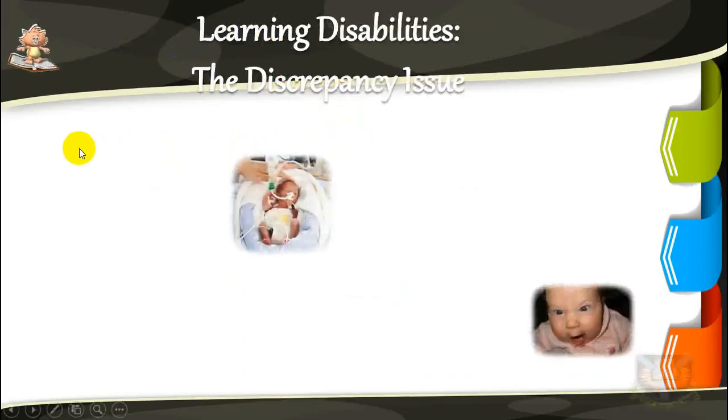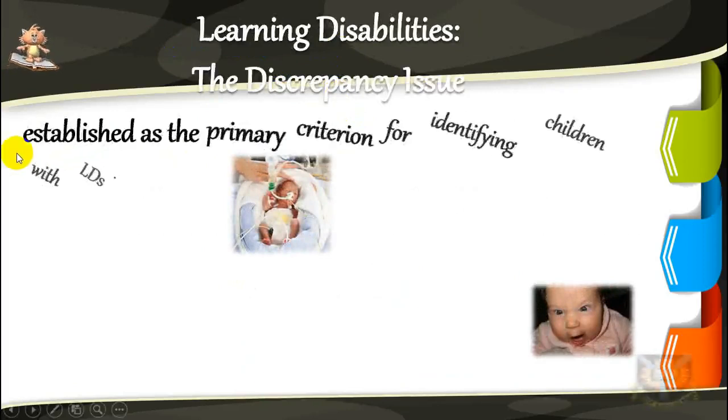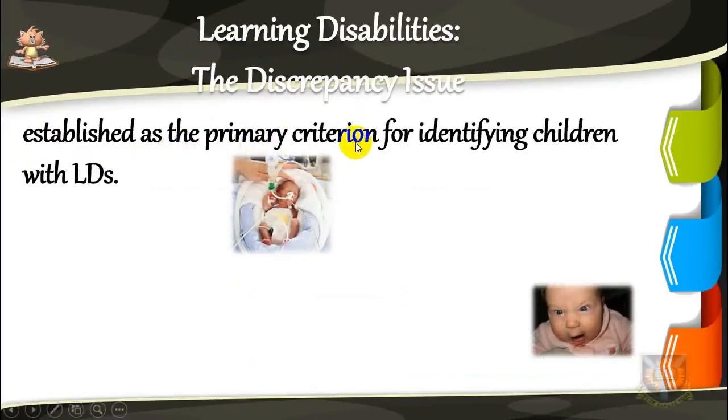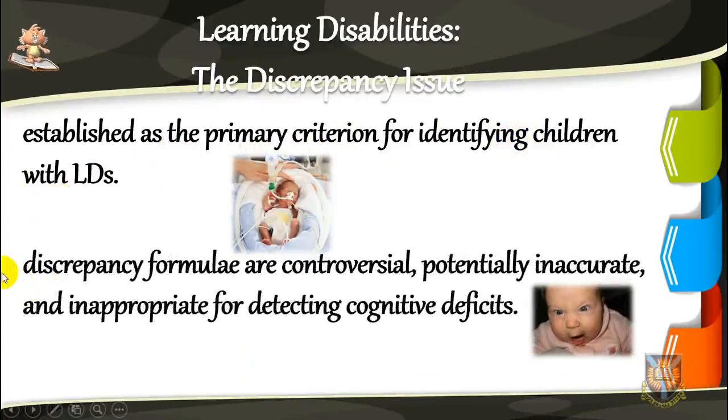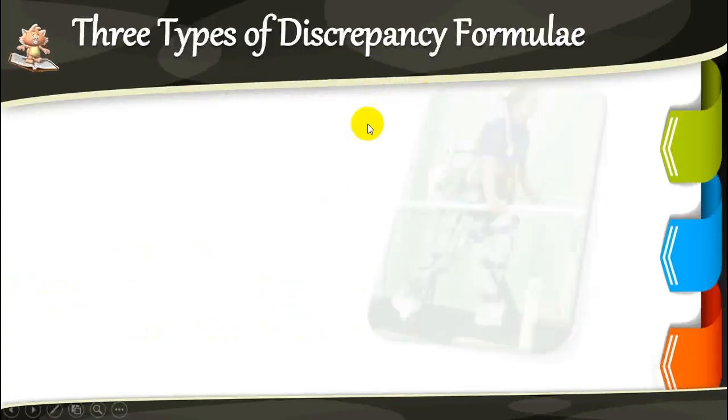Learning disabilities, the discrepancy issue. The discrepancy issue has been established as the primary criterion for identifying children with LDs. Unfortunately, discrepancy formulae are controversial, potentially inaccurate, and inappropriate for detecting cognitive deficits. There are 3 types of discrepancy formulae.